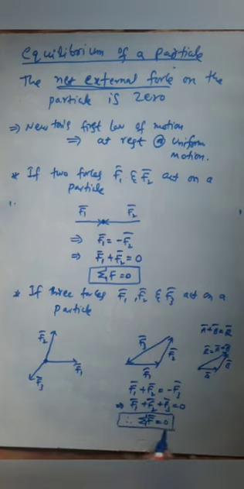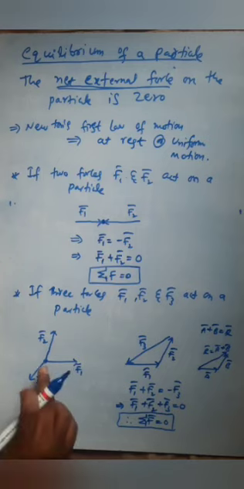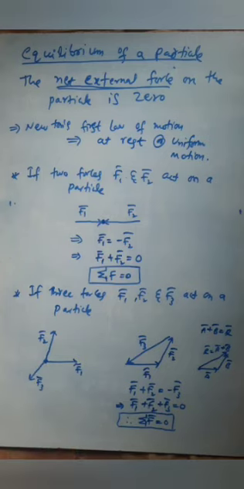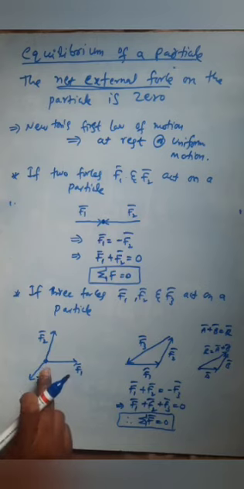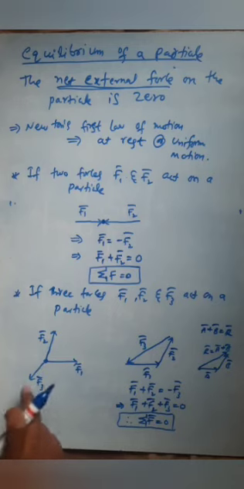So here F1 bar plus F2 bar plus F3 bar is equal to 0. So the net force on the particle is 0. Net force on the particle being 0 means we say the particle is in equilibrium. So F1 bar plus F2 bar plus F3 bar is equal to 0, and the net force on the particle is 0.